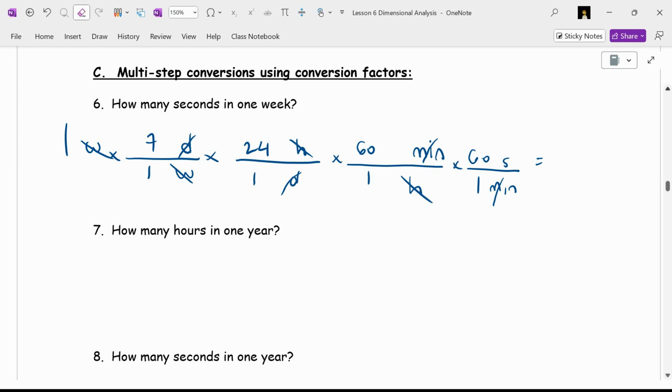I thought about writing that in scientific notation, but I think it'd actually be more writing because it only has 2 zeros. So what is it, 604,800? And then don't forget the units, seconds.